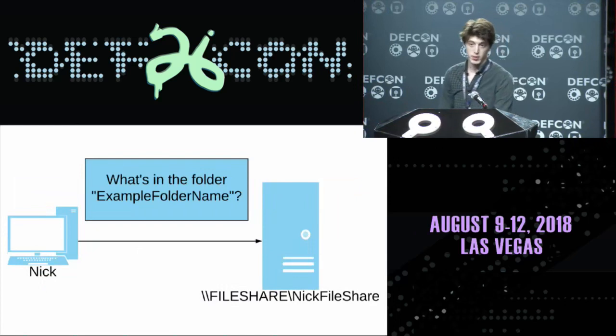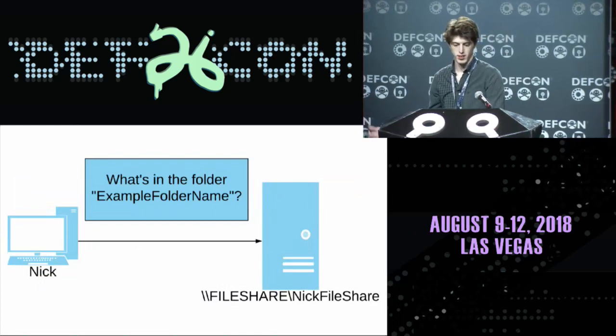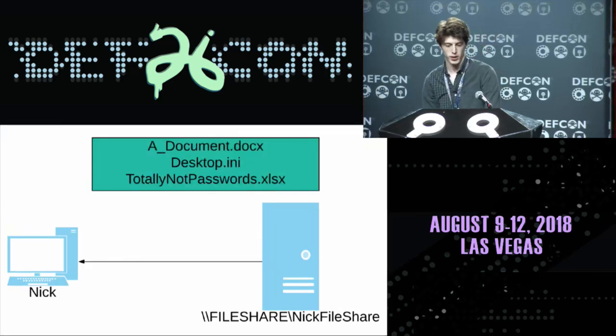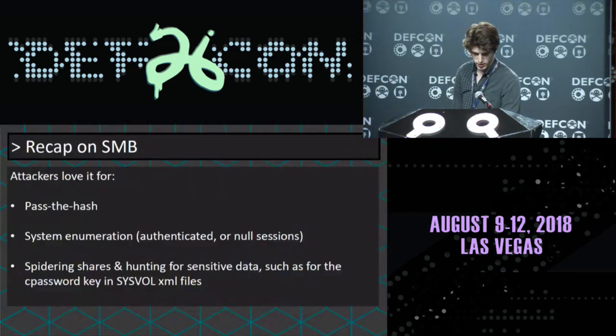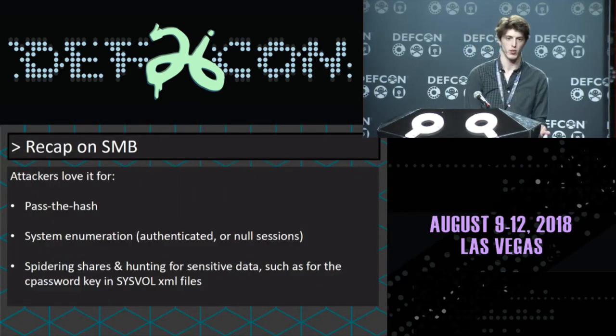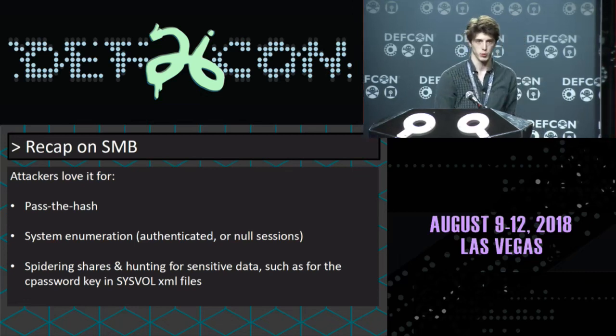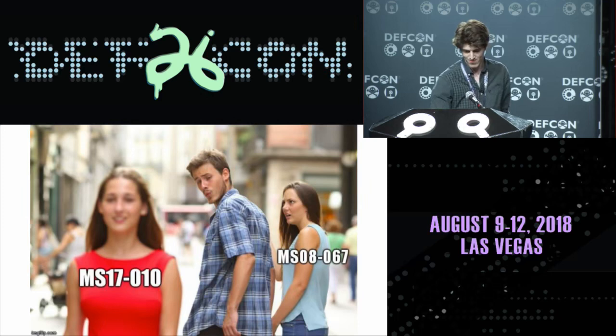So a typical exchange in SMB looks like this. Someone says, hey, what's in this folder? And SMB will reply, you've got documents, desktop, and some not-password file. So we love it for pass-the-hash, we love it for system enumeration, and we love it for spidering shares and hunting for sensitive data, such as the cpassword vulnerability and SYSVOL. And obviously for MS17-010.